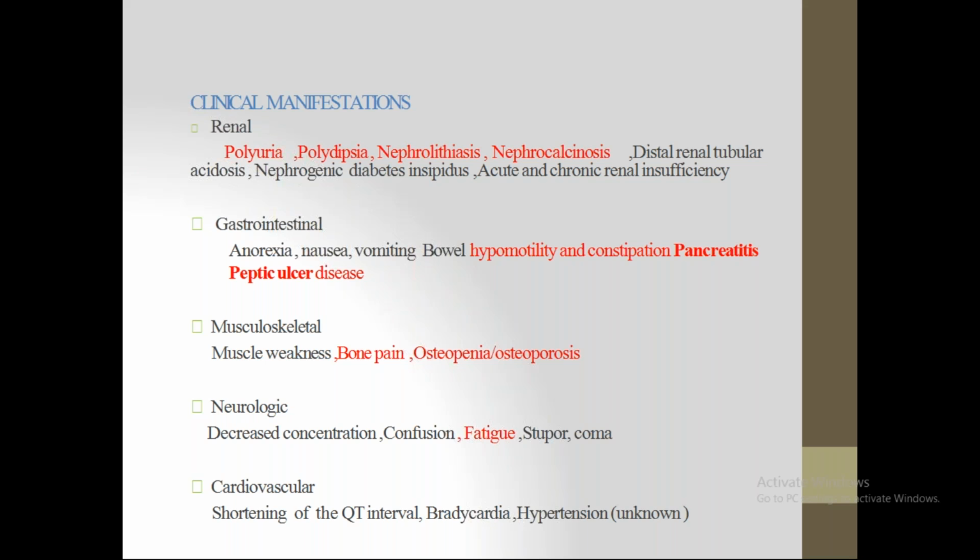Coming to clinical manifestations. Renal: polyuria, polydipsia, nephrolithiasis and nephrocalcinosis, distal renal tubular acidosis, nephrogenic diabetes insipidus, acute and chronic renal insufficiency. Gastric: anorexia, nausea, vomiting, bowel hypomotility and constipation; pancreatitis is very common, and peptic ulcer disease. Musculoskeletal: muscle weakness, bone pain, osteoporosis or osteopenia. Neurological: decreased concentration, confusion, fatigue, stupor, and coma. Cardiovascular: shortening of the QT interval, bradycardia, hypertension.